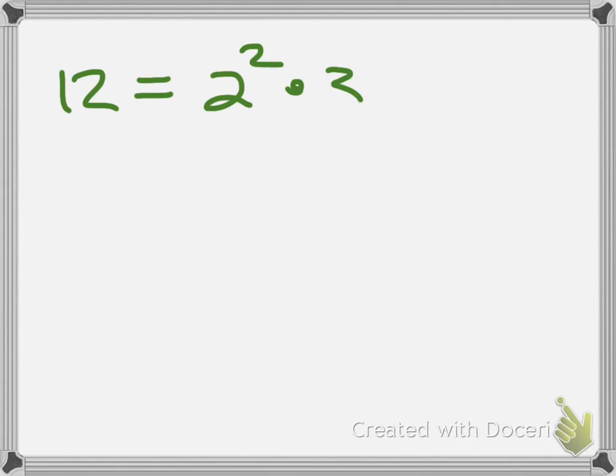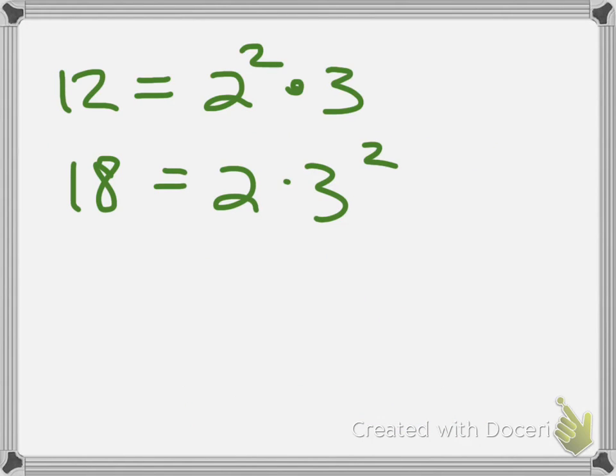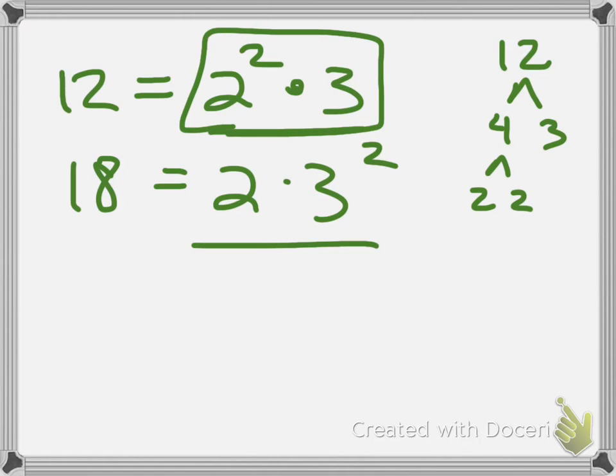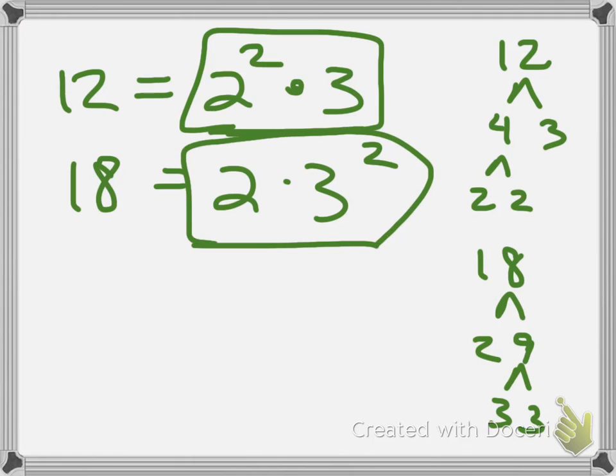So if we have the number 12 and the number 18, before we start to find the least common multiple, which is the LCM, we're going to do their prime factors, which is like doing their factor trees, if you remember. We break 12 down into 4 and 3, and 2 and 2. That's how we got this 2 squared times 3. 18 is the same way. We have a 2 and a 9, and we break the 9 into 3 and 3. That's how we got this. Does that make sense? Yes.